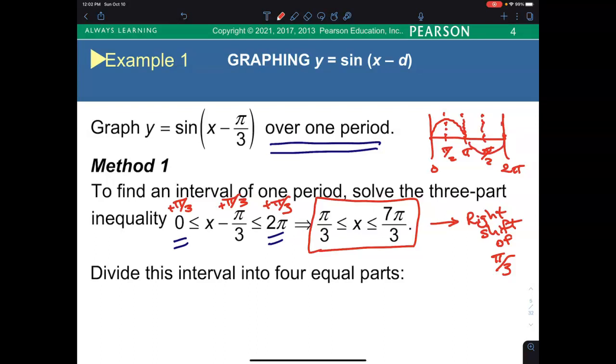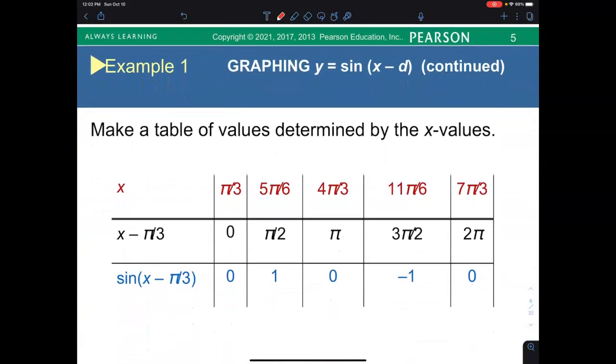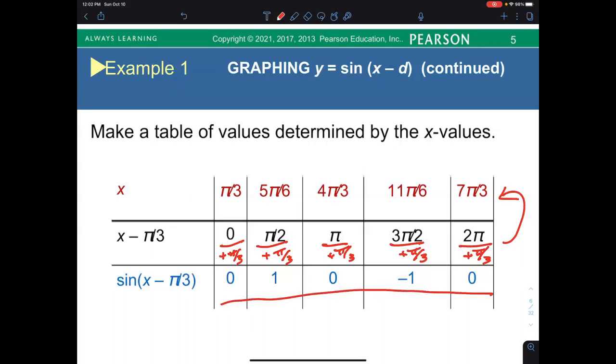So if they do that to the new period when everything got shifted to the right, then they'll basically show, all right, before you went from zero to pi over 2 to pi to 3 pi over 2 to 2 pi. If I take each of those values and add pi over 3, since we're shifting to the right by pi over 3 now, then we get all of these values up here. And then if you plug those into the sine function, then you get the normal values of the sine function that you would have gotten at 0, pi over 2, pi, etc. But now you get those at pi over 3 through 7 pi over 3.